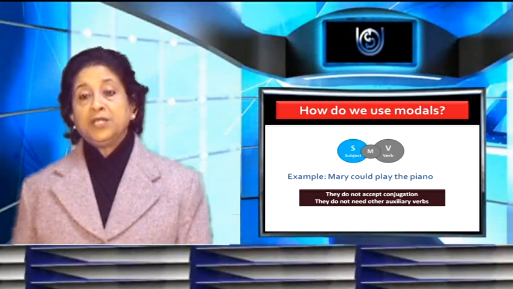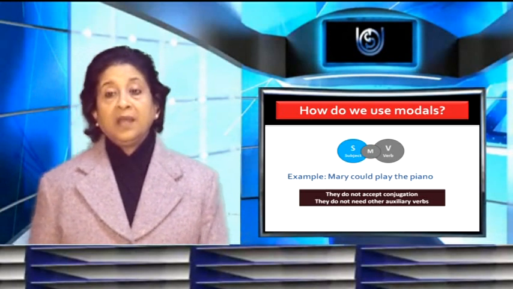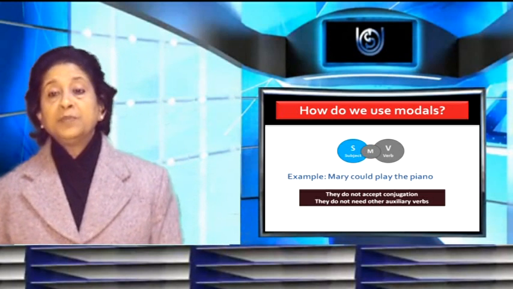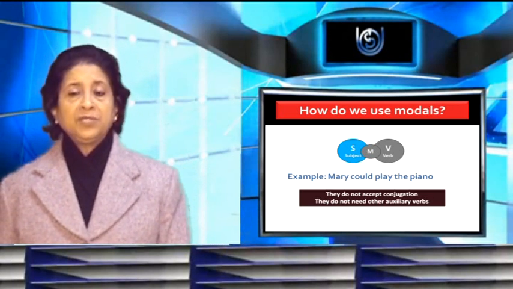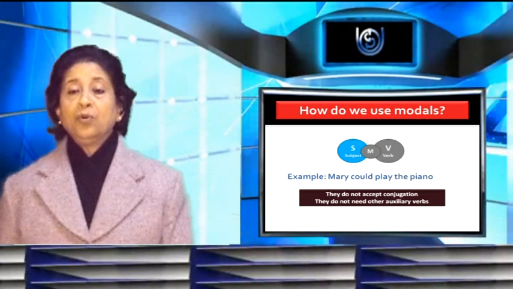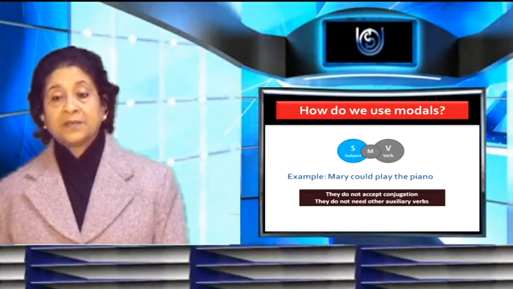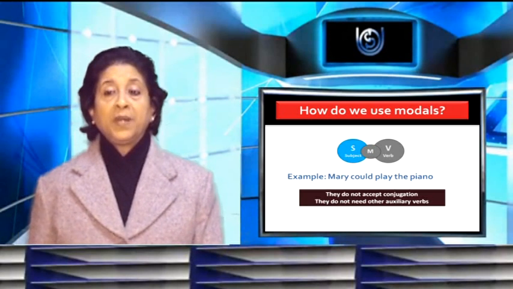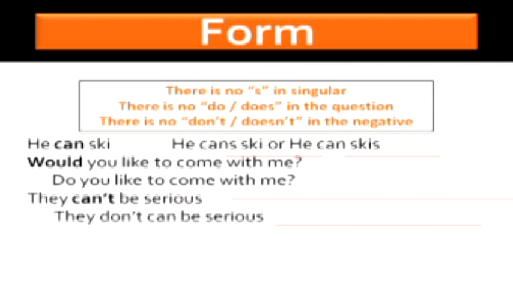They do not accept conjugation. They do not need any other auxiliary verbs also. There is no need of any conjugation, and no need of any other auxiliary verb like is, am; it's not required. Straight away you can use it, like Mary could play the piano. Now forms. There is no S in singular, as we have with do, does. There is no do or does in the question also. There is no don't or doesn't in the negative also.